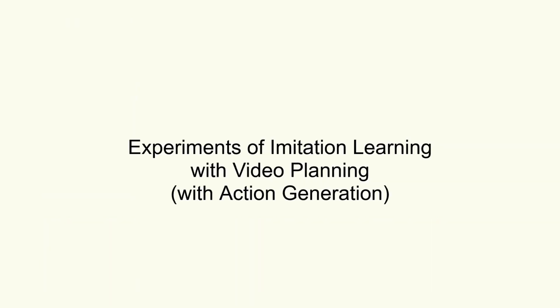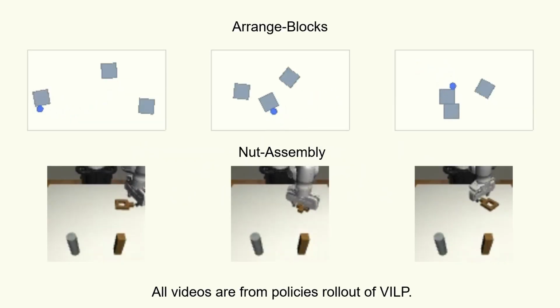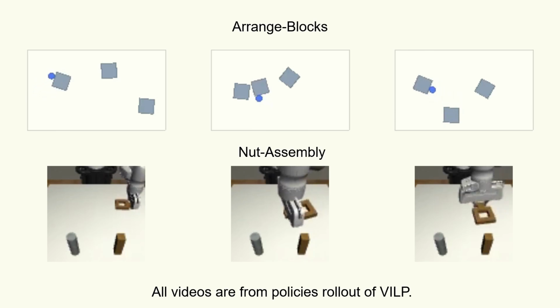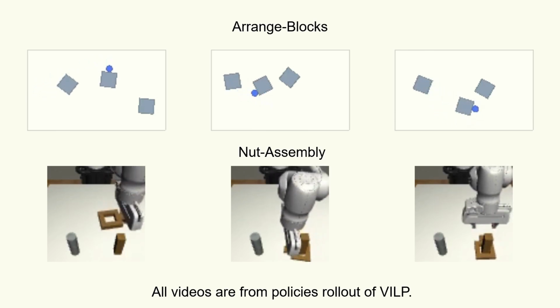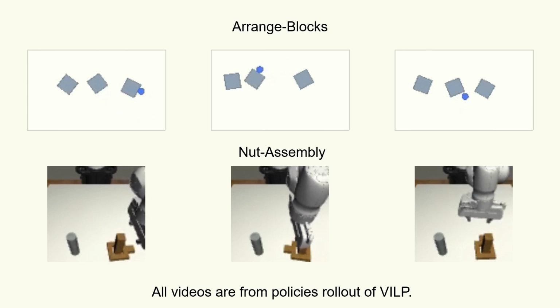Next, we show experiments of imitation learning with video planning, which involves both video generation and action generation. We tested on 2 simulation tasks, nut assembly and arrange blocks. The objective of nut assembly is to insert a nut onto a pole, while the objective of arrange blocks is to push 3 blocks into a line. These tasks require fine control and high-level planning.